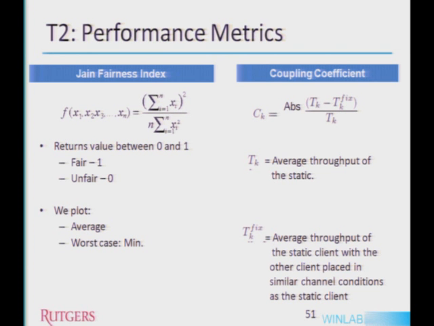The worst case performance for the Jain fairness index is basically the lower value. Fairness index is measured from 0 to 1. 1 is extremely fair, 0 is extremely unfair. And it's the same for the coupling coefficient, but it is the other way around. 1 indicates extreme coupling across groups, 0 indicates zero coupling.